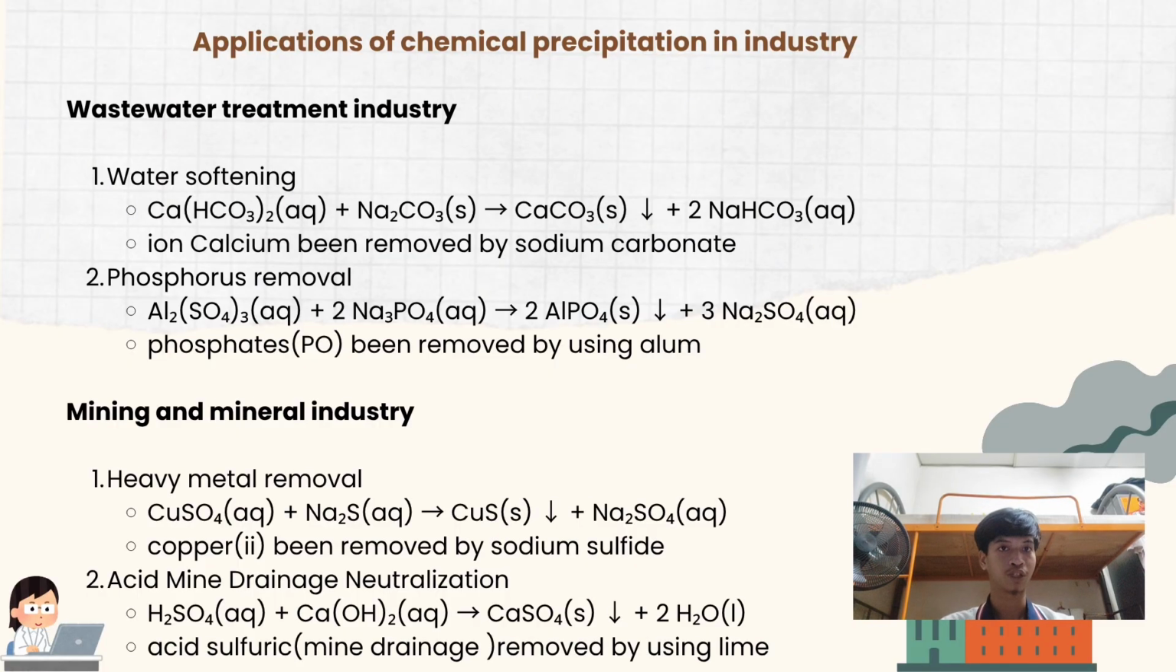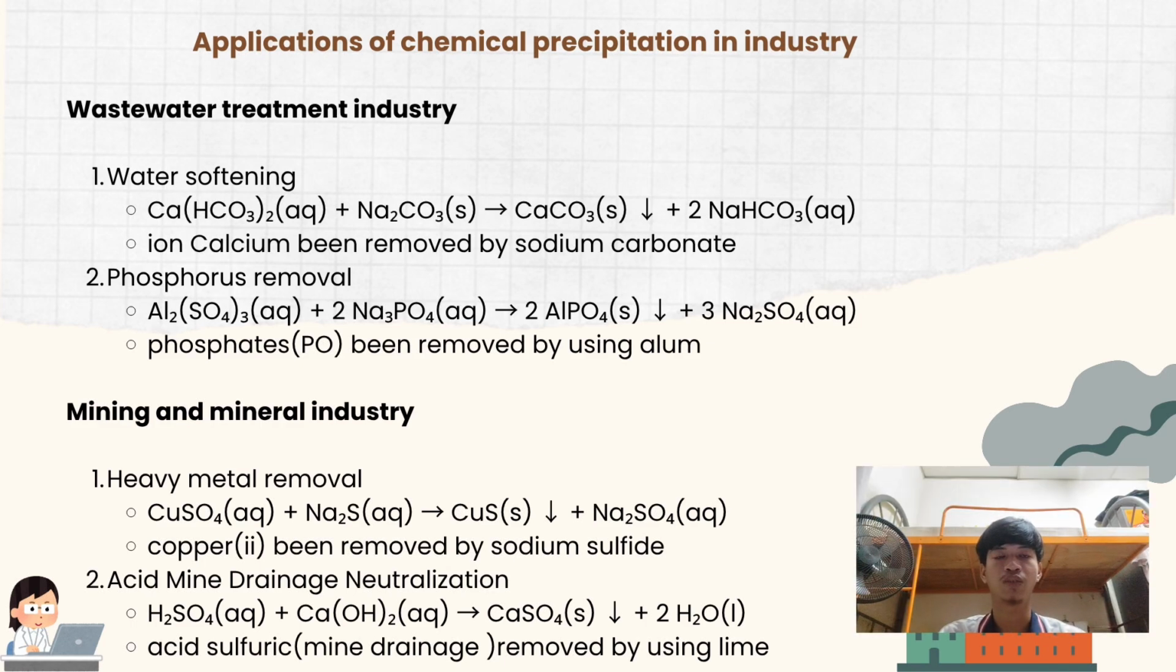Lastly, we're going to talk about applications of chemical precipitation in industry. In the wastewater treatment industry, municipal drinking water treatment companies usually soften their water by using sodium carbonate to remove calcium from calcium bicarbonate that can cause hardness in water. Calcium bicarbonate reacts with sodium carbonate to produce calcium carbonate, which is an insoluble product.